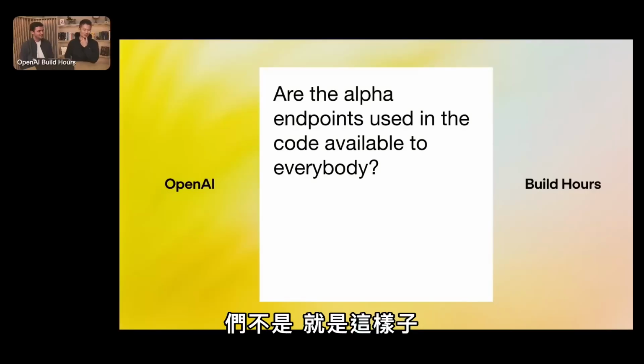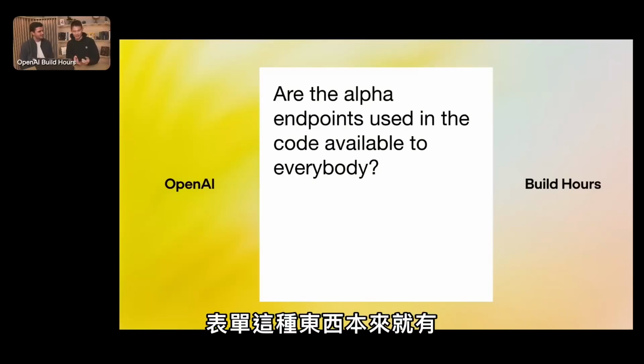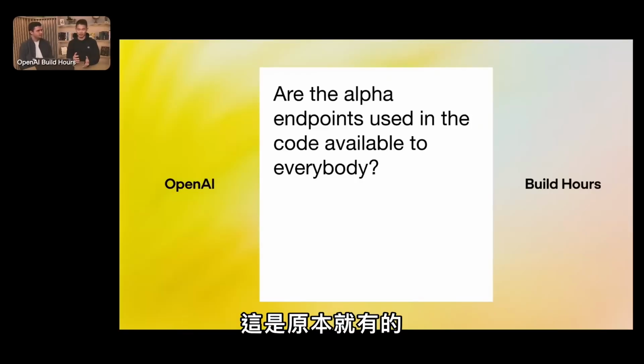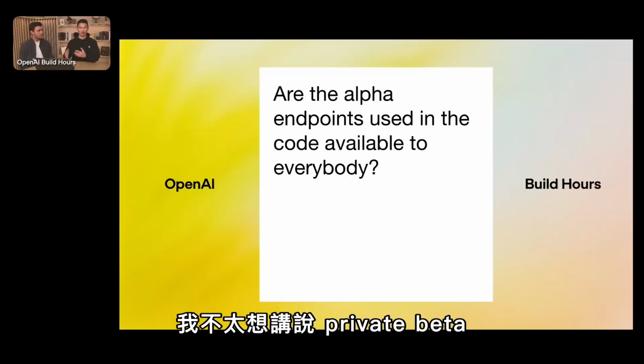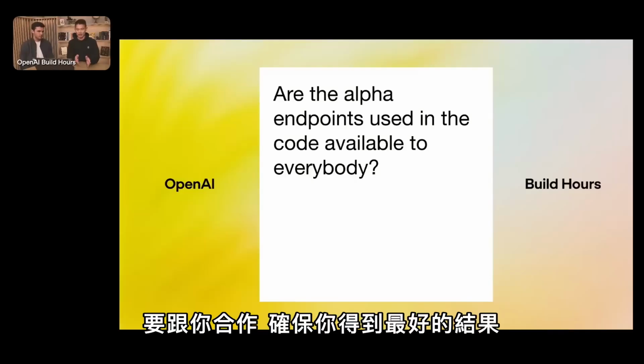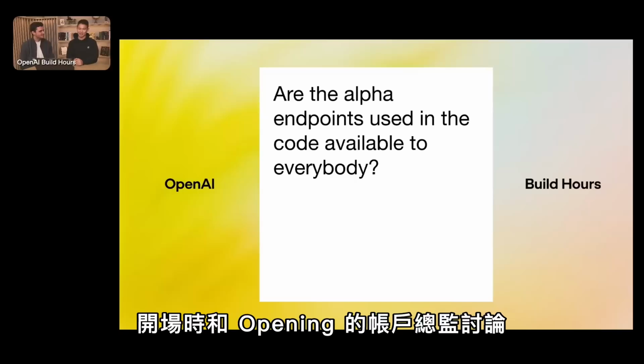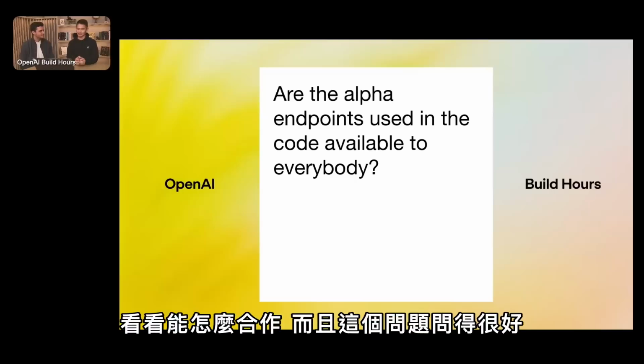And that's where the Agent RFT interest form comes in. This is functionality that we're exposing that is more or less, I don't want to say private beta, but is the type of functionality that we want to work with you on to make sure that you get the most success possible. So talk to your friendly neighborhood account executive or account director at OpenAI to see how we can work together. Yeah, and that question is such a good segue.